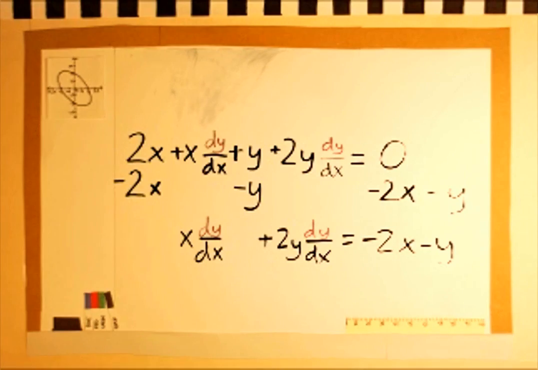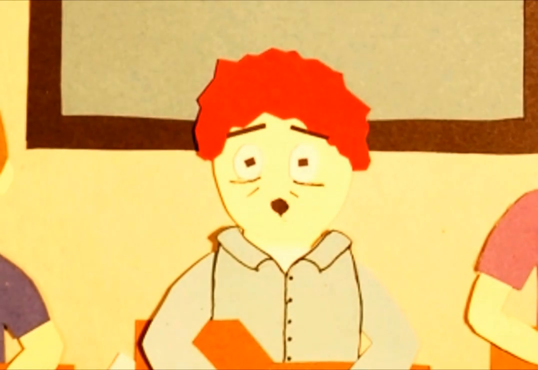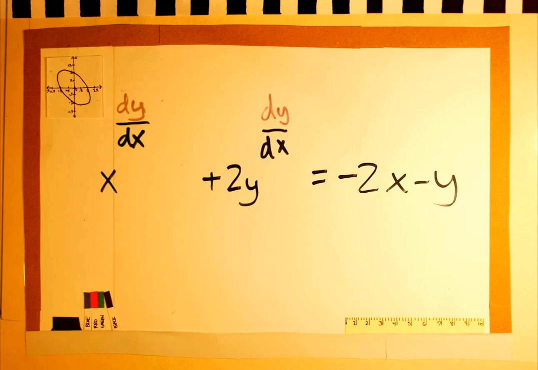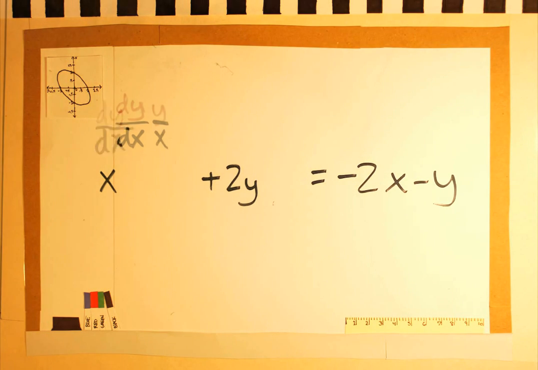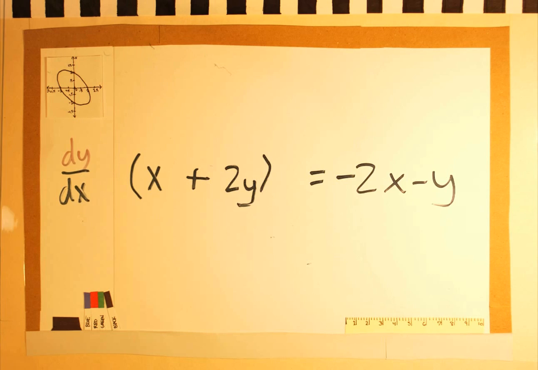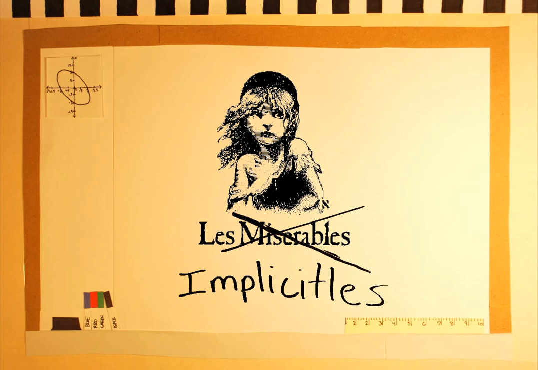Move the dy's to one side. Now they've got nowhere to hide. Now you can factor Mr. dy, the sole actor in this play. Lay implicit lay.